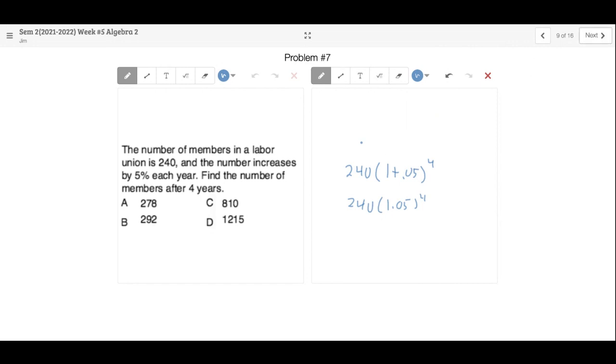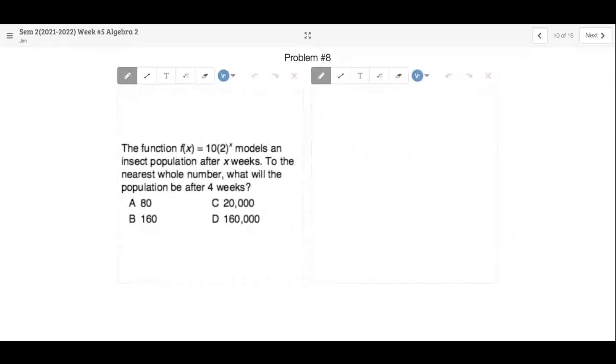All right, number 8. It says the function f of x equals 10 times 2 to the x power models an insect population after x weeks. So how many insects were there at the beginning? 10. How fast is the population increasing?